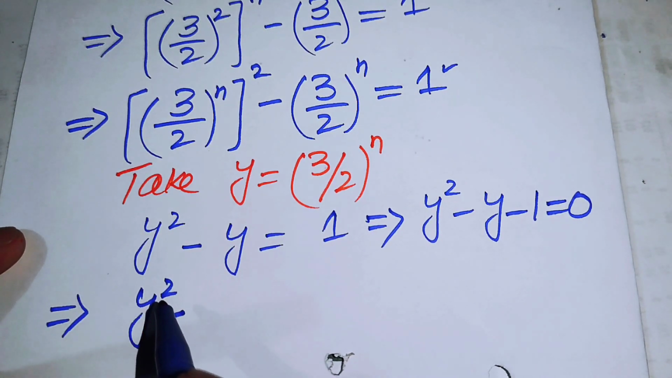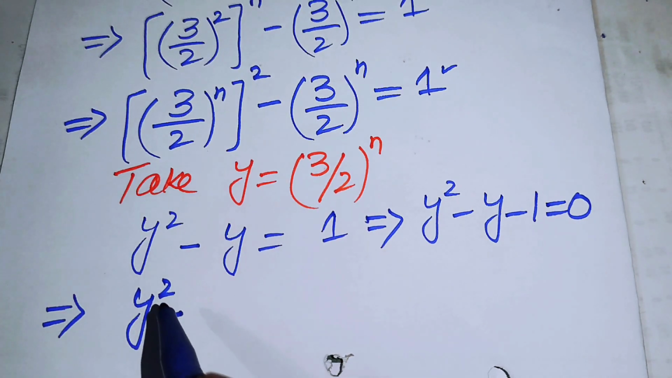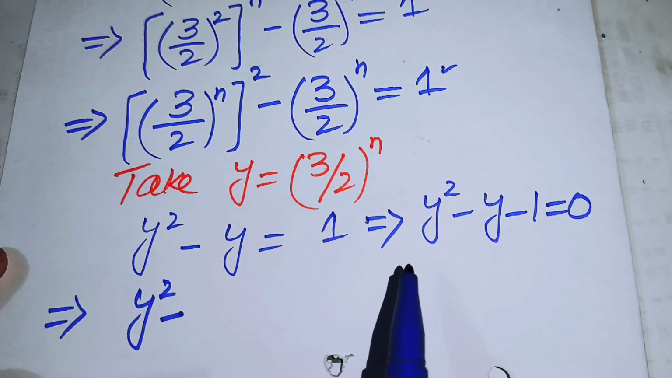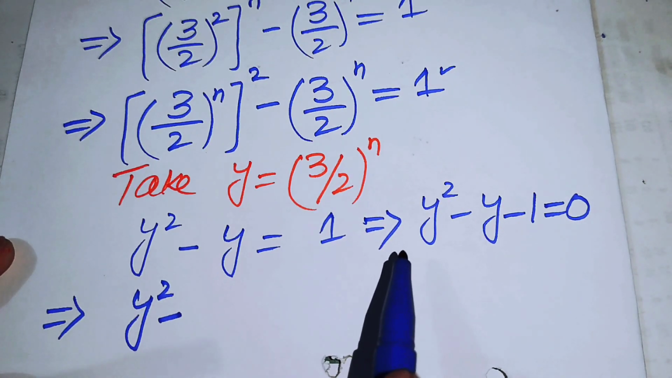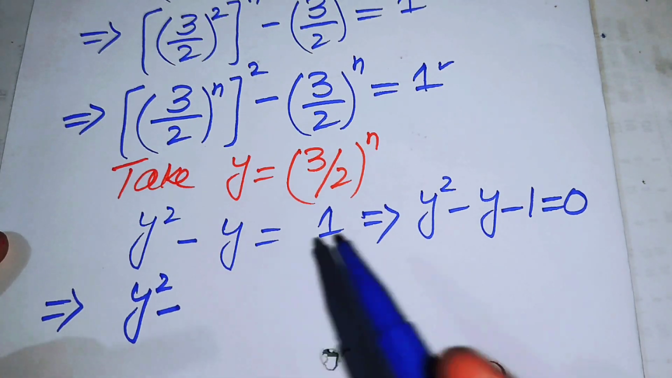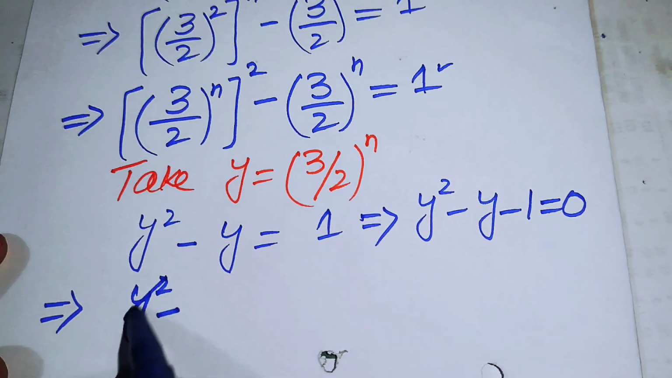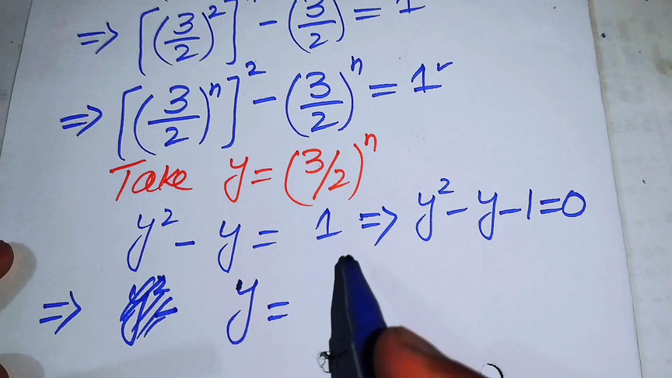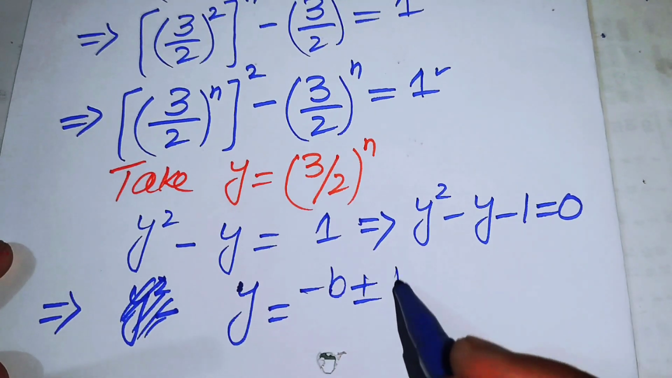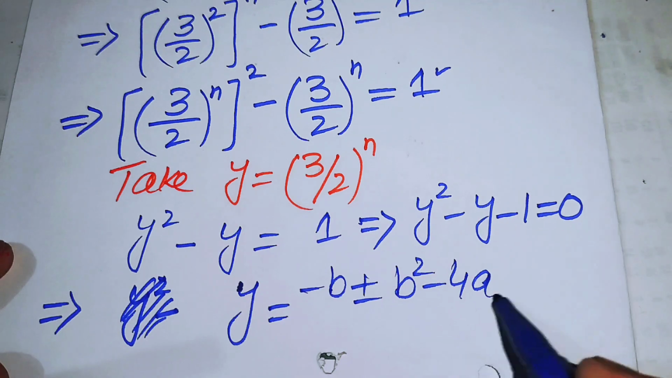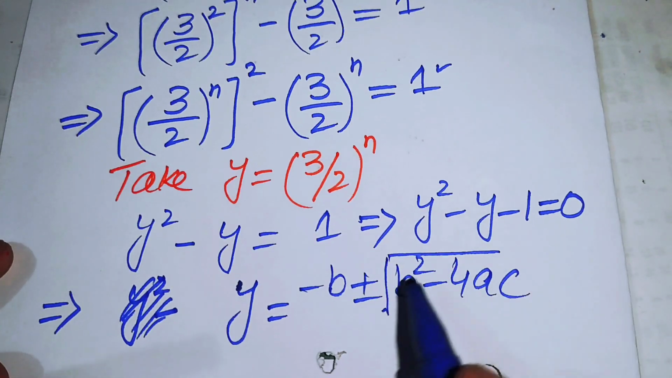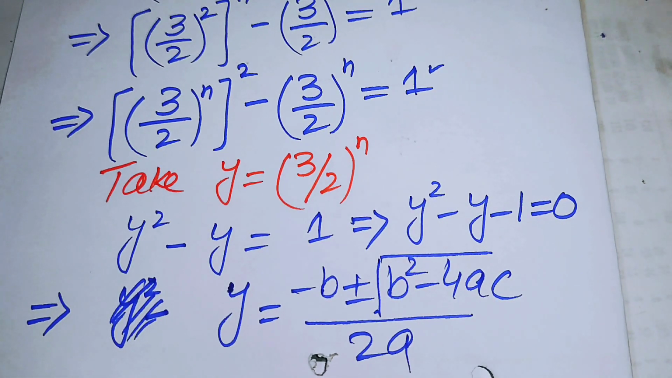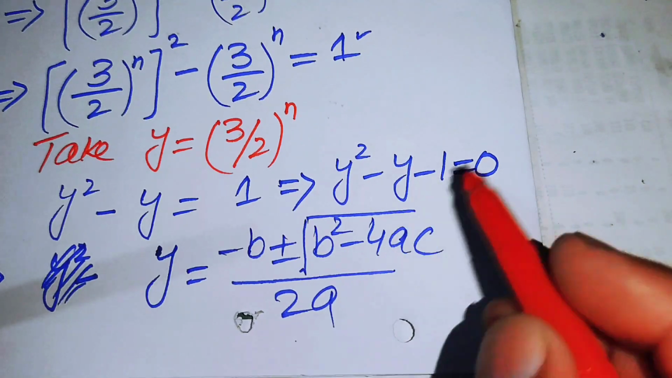Sorry, I think making the factors is a difficult task, so I can simply use the quadratic formula here, and you know about this formula. If we have y is equal to minus b plus minus square root of b square minus 4 times a and c, over 2 times a, and here we have the values of a, b and c.